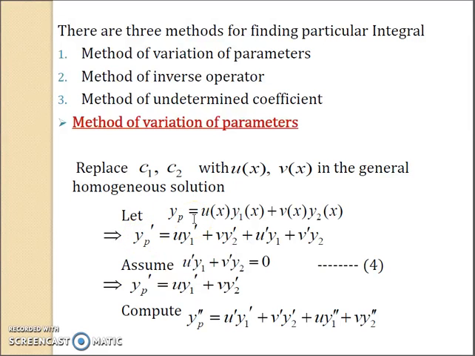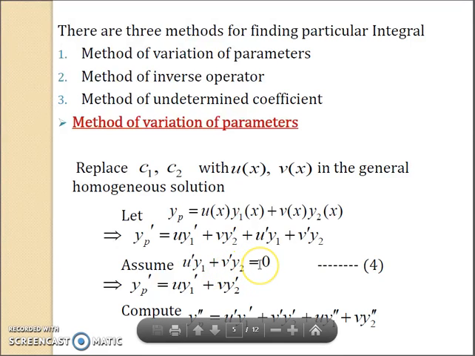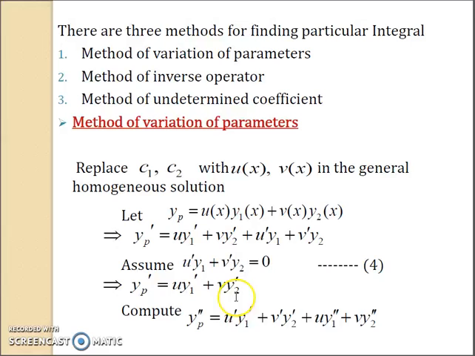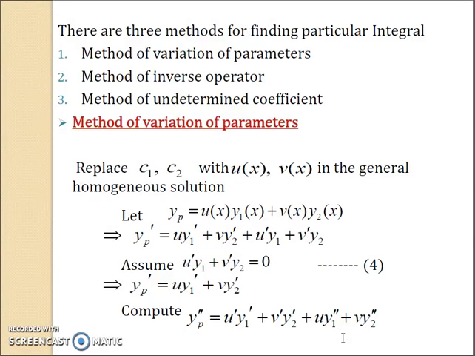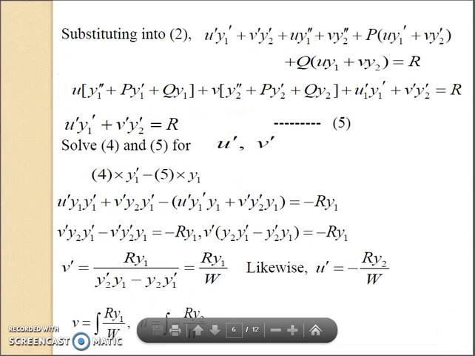Differentiating this with respect to x, we get yp dash is equal to u y1 dash plus v y2 dash plus u dash y1 plus v dash y2. We assume that u dash y1 plus v dash y2 is equal to 0. That implies yp dash is equal to u y1 dash plus v y2 dash. Differentiating again with respect to x, we get yp double dash is equal to u dash y1 dash plus v dash y2 dash plus u y1 double dash plus v y2 double dash.